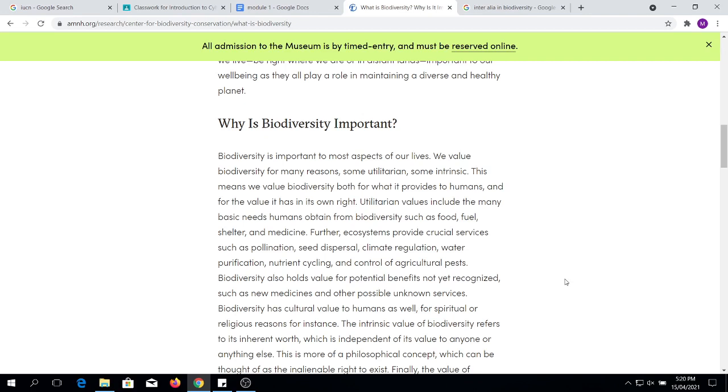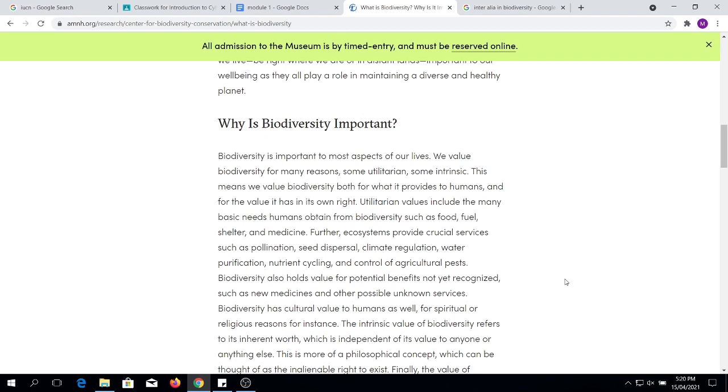So utilitarian values include many basic needs we obtain from biodiversity, like what I have mentioned earlier, it allows us to survive. It allows us to survive because these animals, these vegetation, and so on and so forth, supply the food chain. Now, this allows us to have food, fuel, shelter, and of course, very important, medicine.